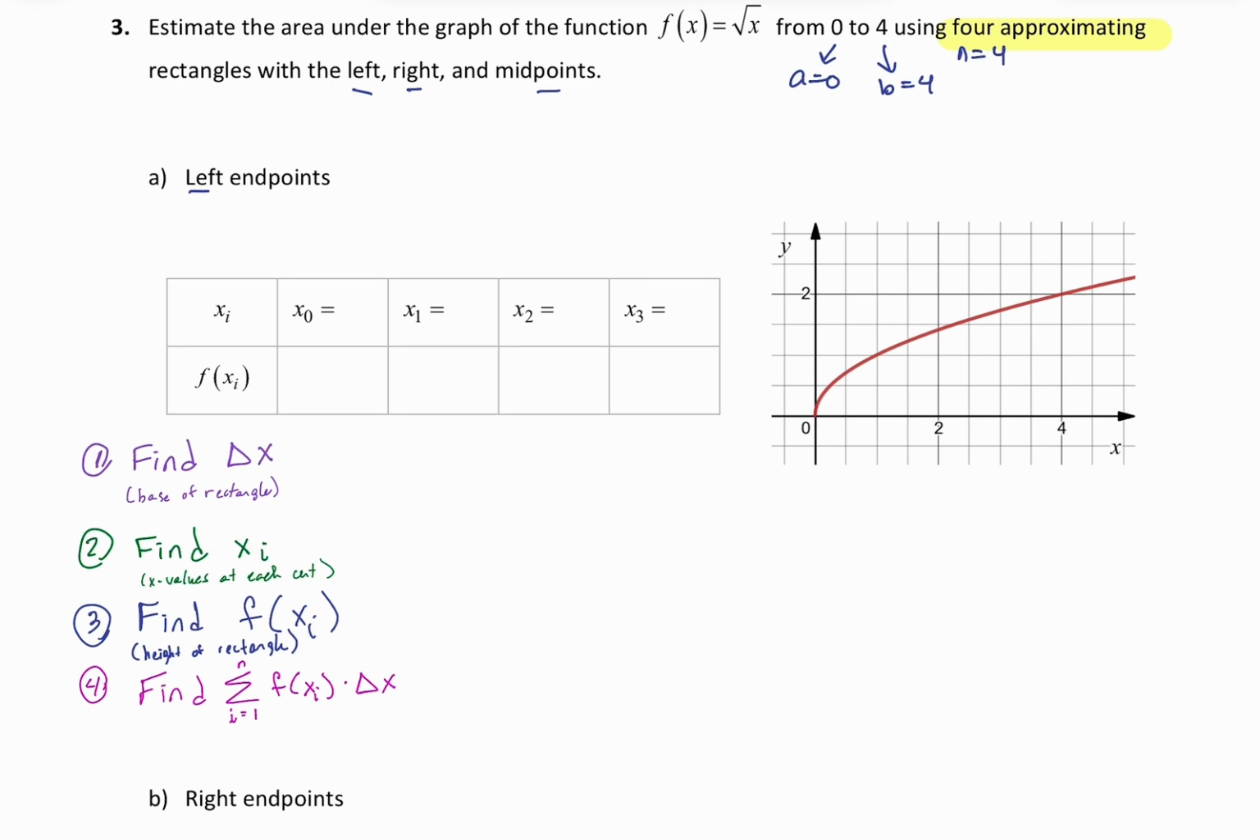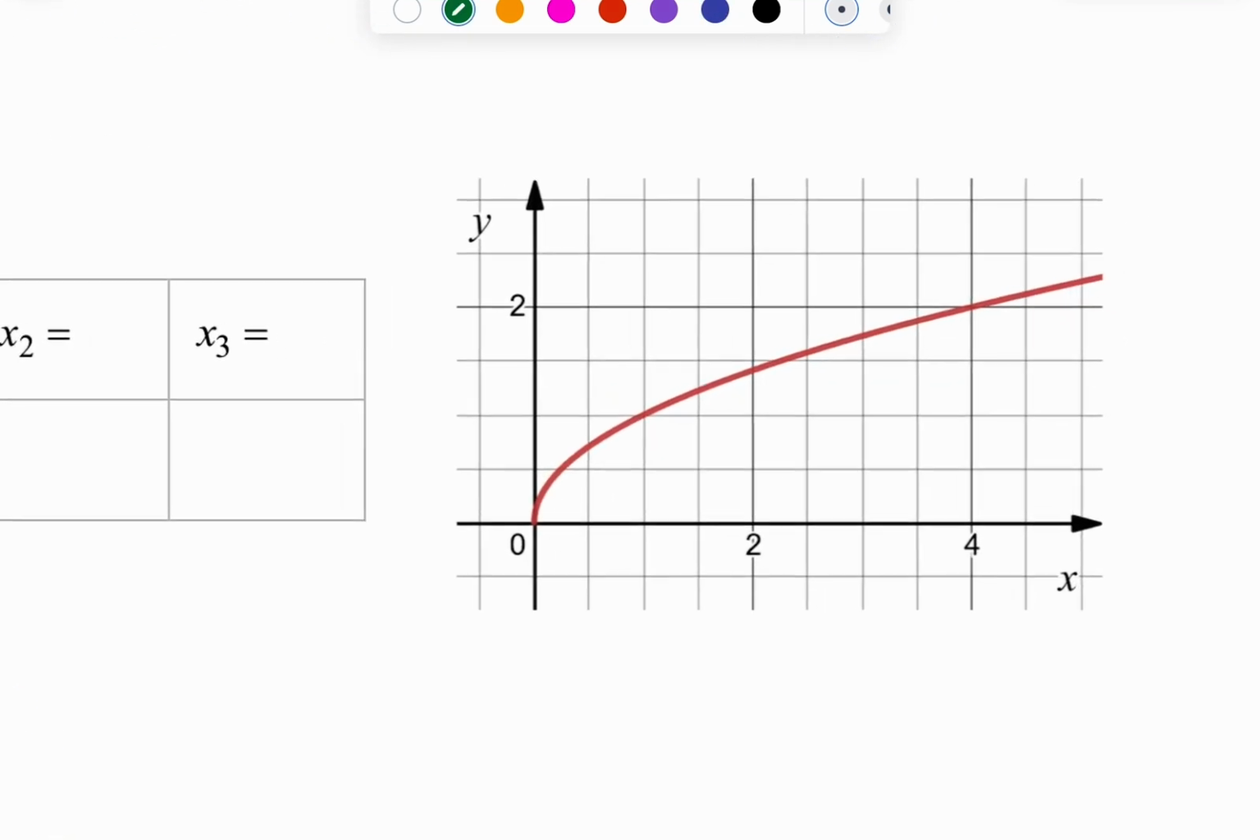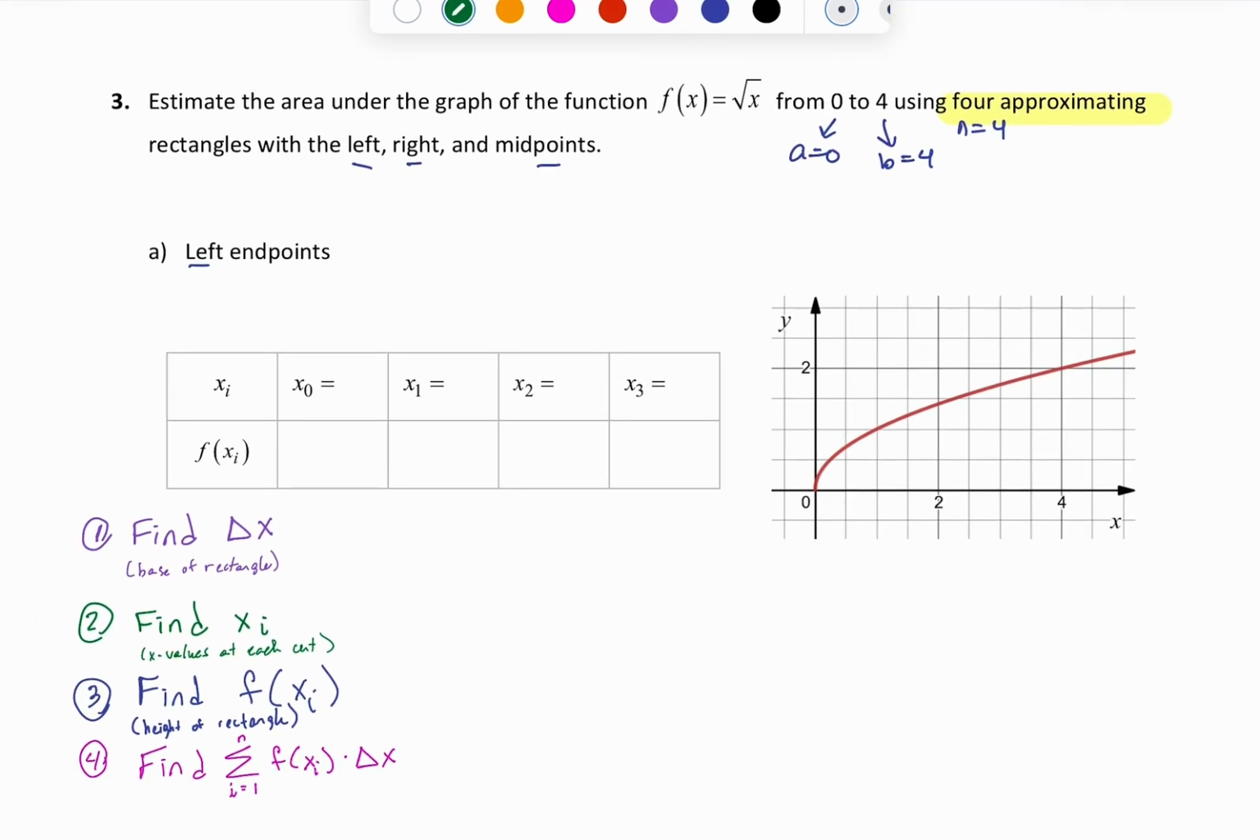So what does that look like on our graph here? Let's see, well, I'm splitting into 4 rectangles. I'm sorry, that's the wrong 4. 4 rectangles from 0 to 4. So there's my area of interest in here, and I want to split it into 4 evenly spaced rectangles. So if I have a base of 4 for this whole area, then I'll just split that into 4. So 4 divided by 4 is 1.